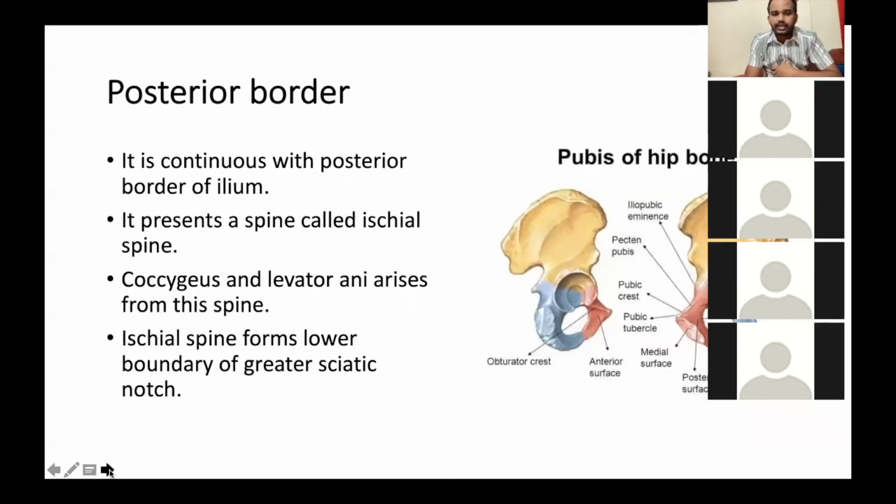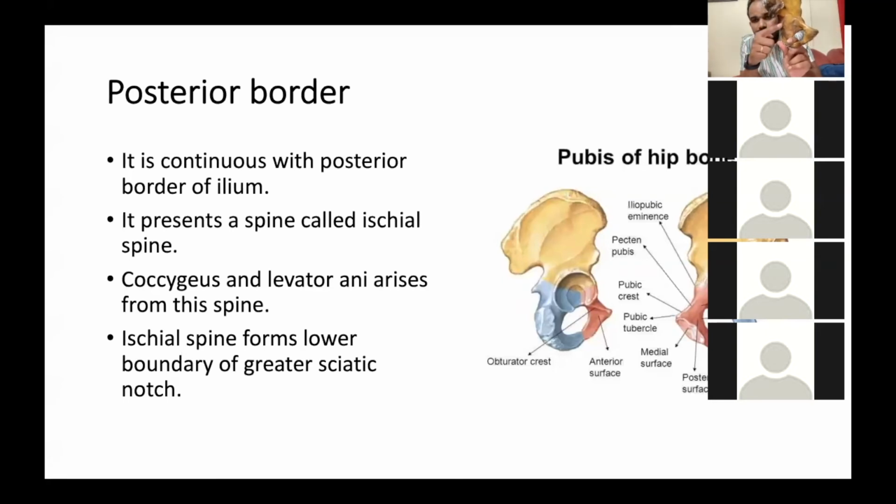So that is about the lower end. Then coming to the borders. Two ends completed, upper and lower end are done. Now coming to the borders. This ischial part of the hip bone has borders. The posterior border is continuous with the posterior border of ilium. So this is the posterior border of ilium. Yes or no?